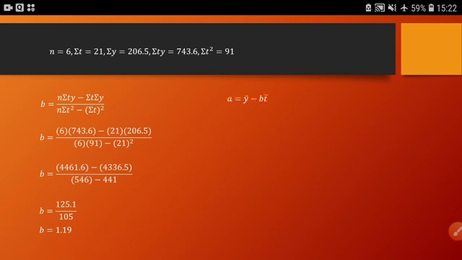A is equal to Y bar minus B T bar. A is equal to 34.42 minus 1.19 into 3.5. Now, what is this 3.5 into 1.19? It's 34.42 minus 4.17. It's 30.25. Now Y cap is equal to A plus B into T. Yes, this is A, 30.25, and this is B, 1.19.